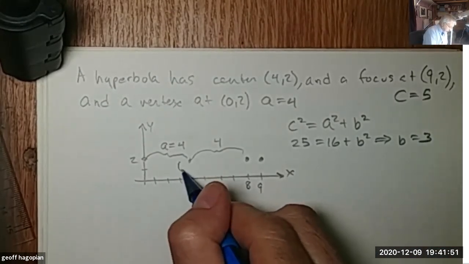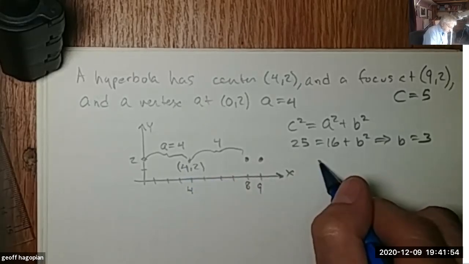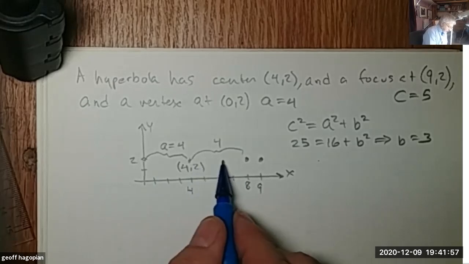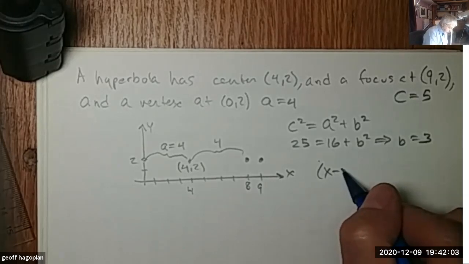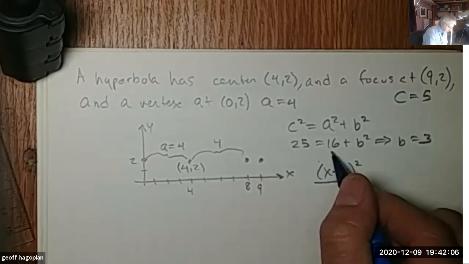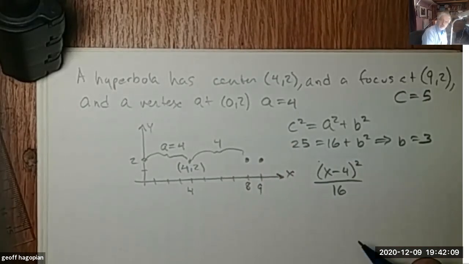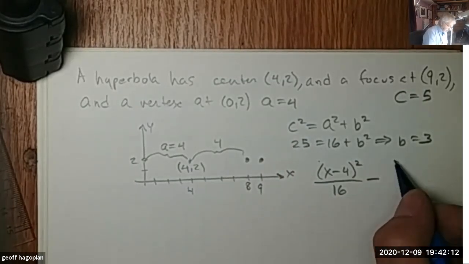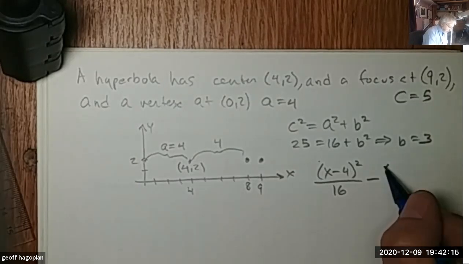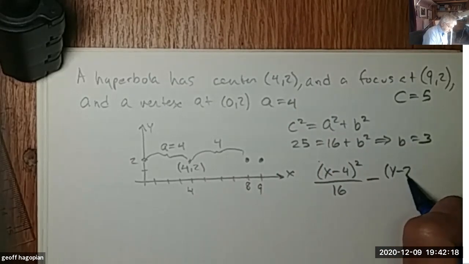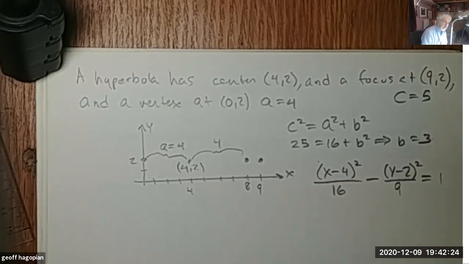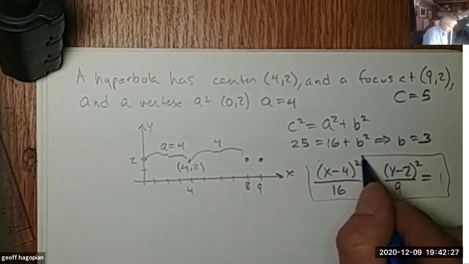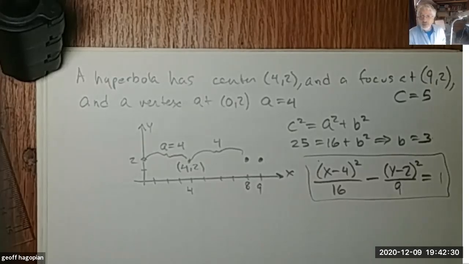The center is at 4, 2. So the equation is going to be, and the transverse axis is horizontal, right? So A is going to go with X, and the center is at 4, 2. So it's going to be X minus 4 squared over A squared, which is 4 squared is 16, minus, right? Y minus 2 is the Y coordinate of the center. And B is 3, so B squared is 9, and there's our equation. Let's type it in and be done with it. Any questions about that before we type it in?